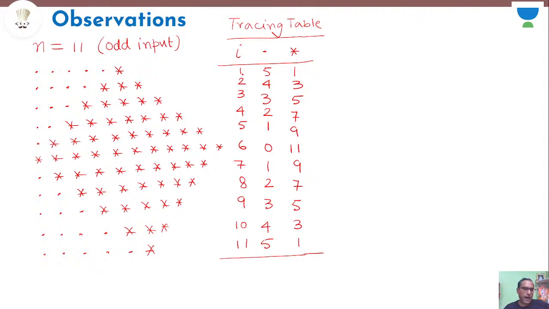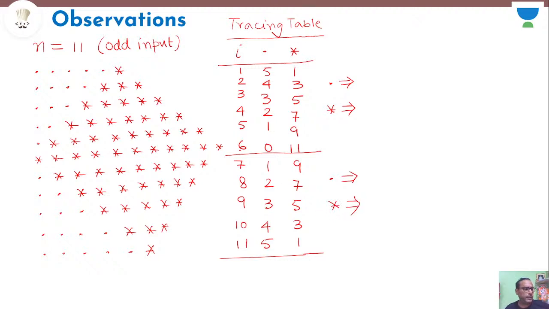Next, see, I is constantly increasing: 1 2 3 4 5 6 7 8 9 10 11. But dot at first decreasing, then increasing. Star at first increasing, then decreasing. So I cannot have a single formula for all dots throughout, or a single formula for all star throughout. What we can do is go for a segregation. First 1 to 6 for the first half, 7 to 11 for the second half. In the first half, I want to find the logic for dot and the logic for star. In the second half, I want to make the logic for dot and the logic for star.